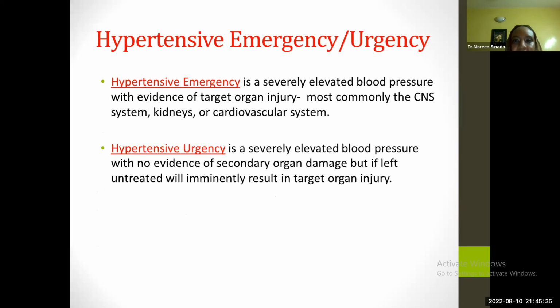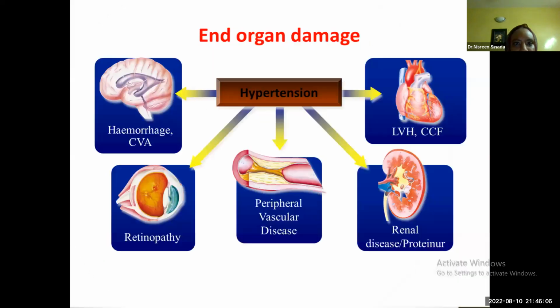Definition of hypertensive emergency and urgency. Hypertensive emergency is severely elevated blood pressure. We mean by severely elevated blood pressure stage 2 hypertension with evidence of target organ damage, most commonly involving the CNS, the kidney, the cardiovascular system, and the eye. Hypertensive urgency is severely elevated blood pressure with no evidence of end organ damage, but if left untreated, will end by target organ injury.